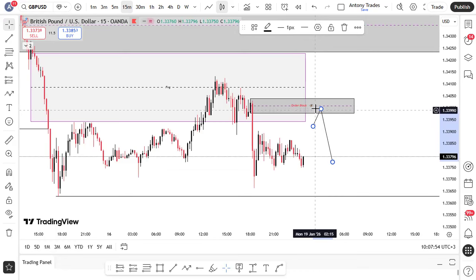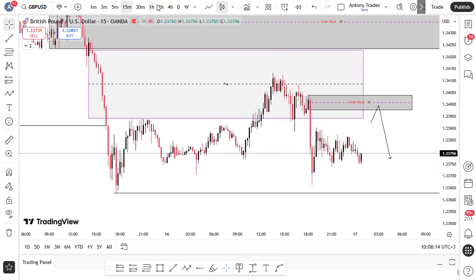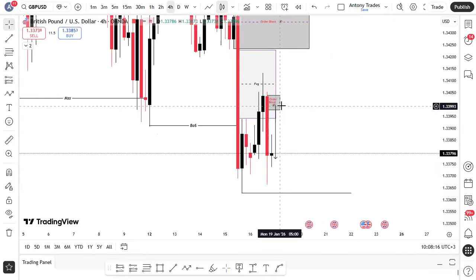You can wait for any type of confirmation, either a change of character, a candle reaction like that, for you to take a sell from down here. So I'll be watching this order block here like this. If the market will come here, I'll wait for a confirmation for me to take a sell targeting this low, because the market seems to be reacting from what?